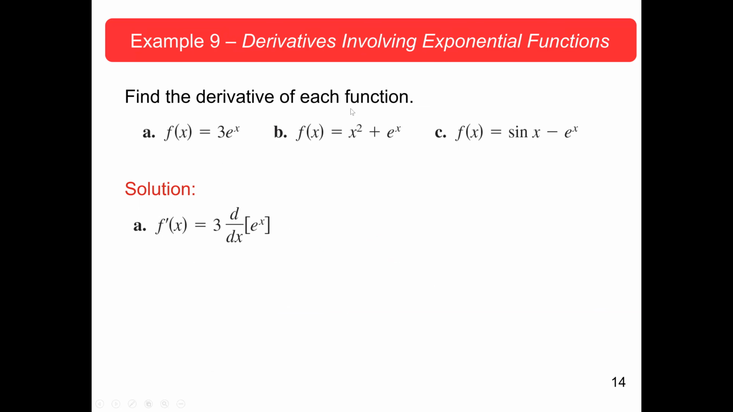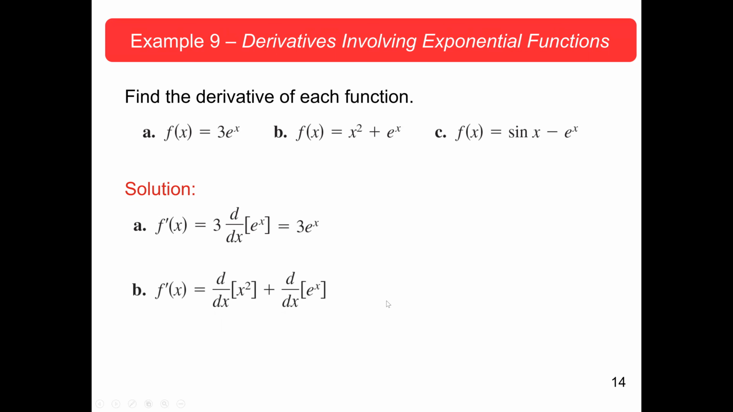So let's see an example. Find the derivative of each function. First, we have 3e to the power x. So the answer will be the same. We leave the constant value. The derivative of e to the power x is the same as e to the power x. So the answer will give us the same 3e^x. Again, to find the derivative of the function 3e to the power x, we have constant value 3. The derivative of e^x is the same as e^x.